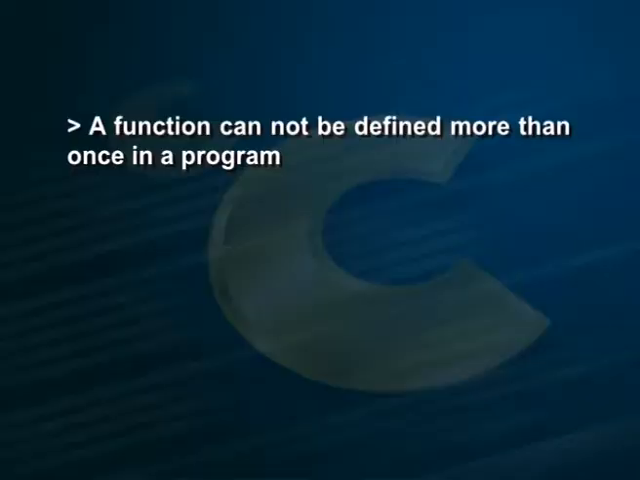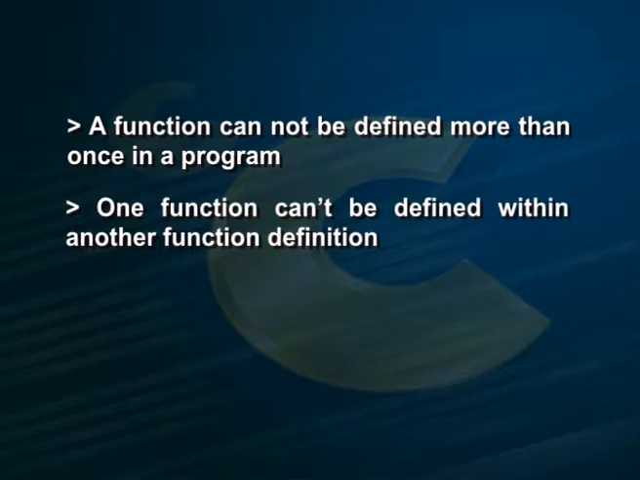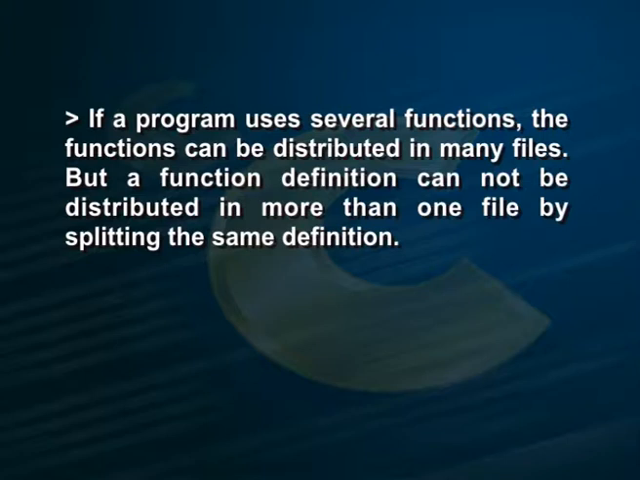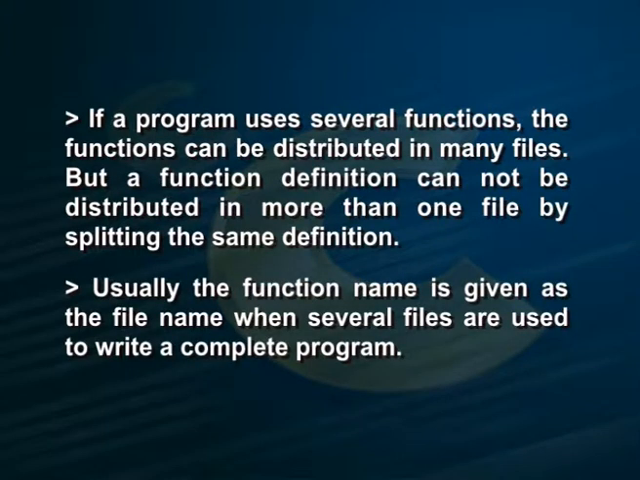There are some points that must be kept in mind while defining a function. A function cannot be defined more than once in a program. One function cannot be defined within another function definition. Function definitions may appear in any order. If a program uses several functions, the functions can be distributed in many files, but a function definition cannot be distributed in more than one file by splitting the same definition. Usually, the function name is given as the file name when several files are used to write a complete program.